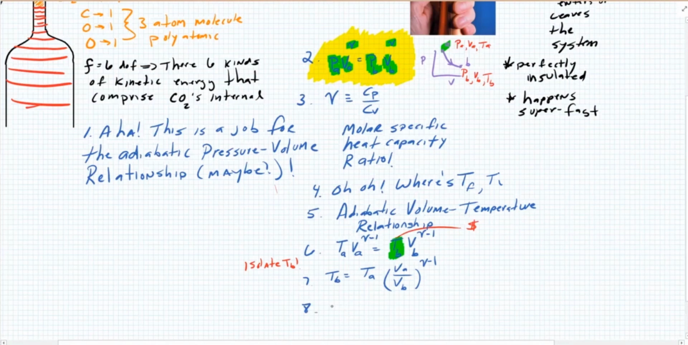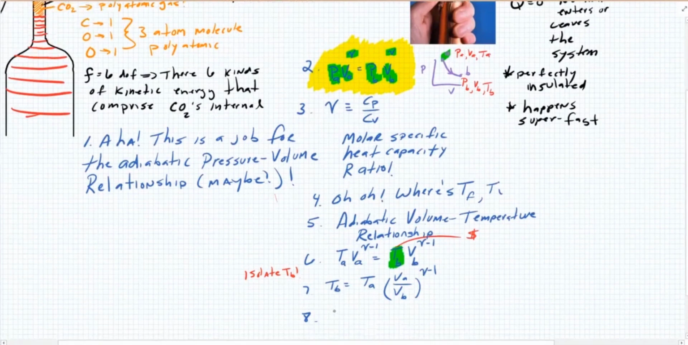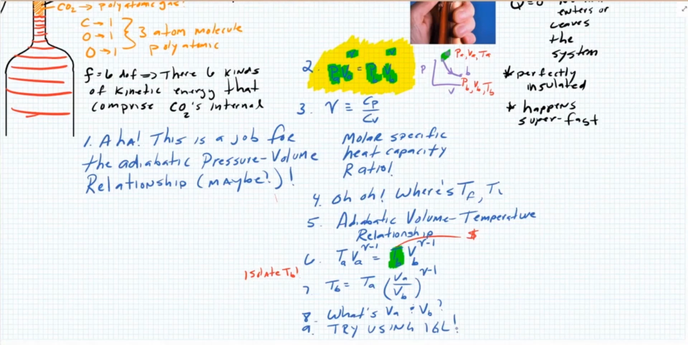Do I know anything about volumes here? Nope. Okay, so what's VA and VB? Once again, I seem to be in a dead end, but I'm going to try the ideal gas law. Try using ideal gas law. I'm going to go over here just so I don't waste all this open space.